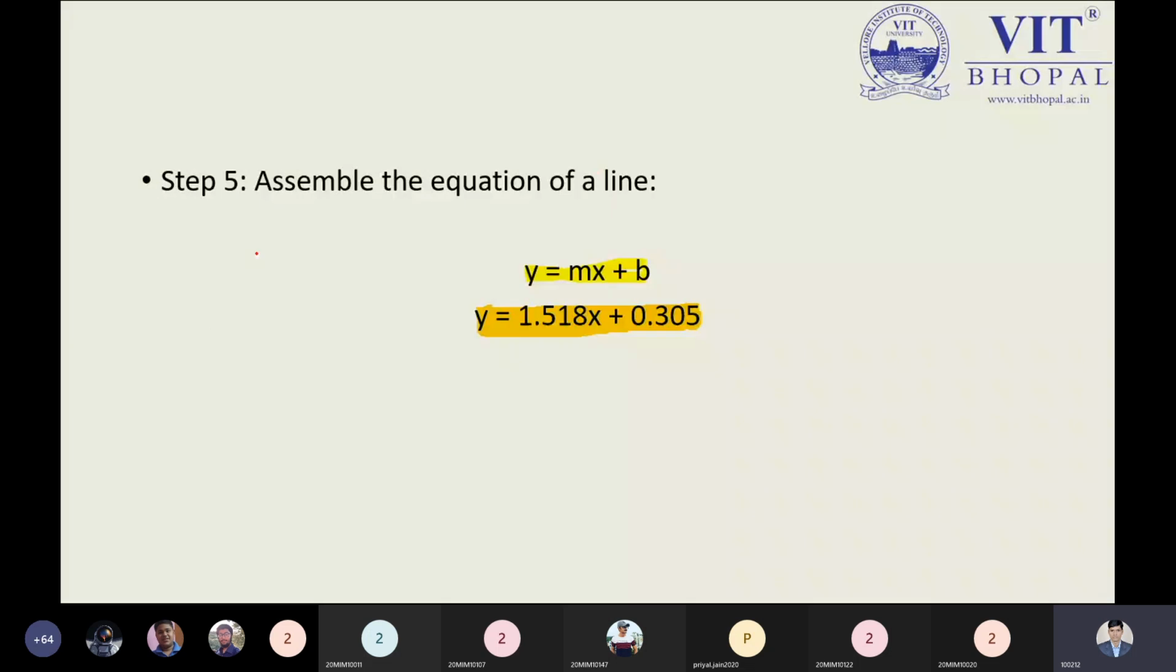Next step, we need to assemble our equation of the line. So what is our equation of the line? Y equal to mx plus b, we have seen. So just put the values of the m and b here. So what is our equation? Y equal to 1.518x plus 0.305. Here I am taking only 3 decimals.